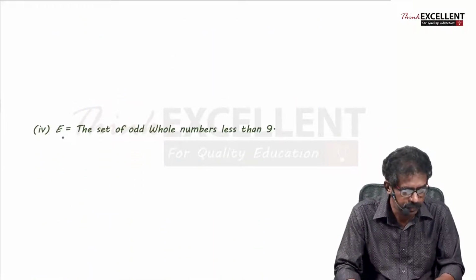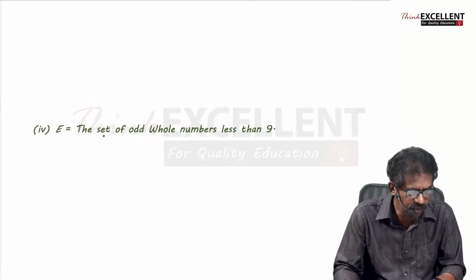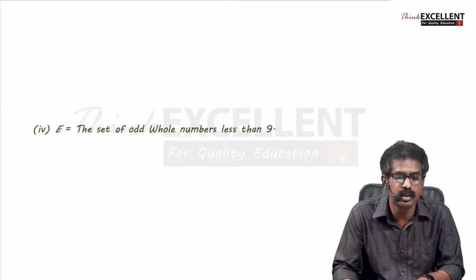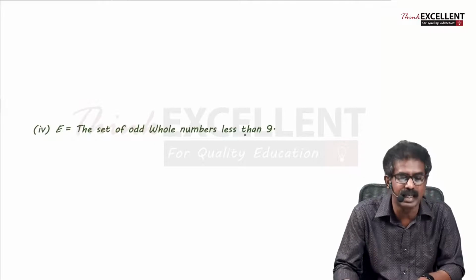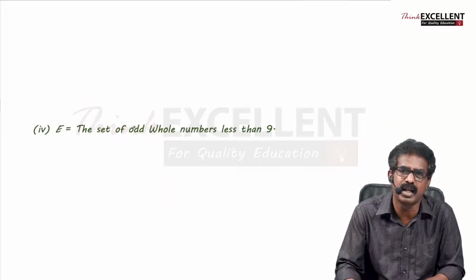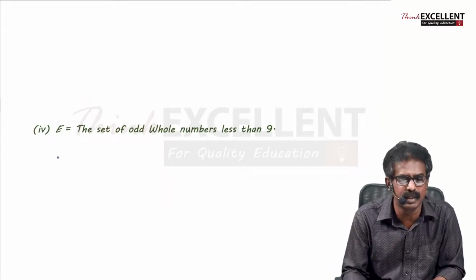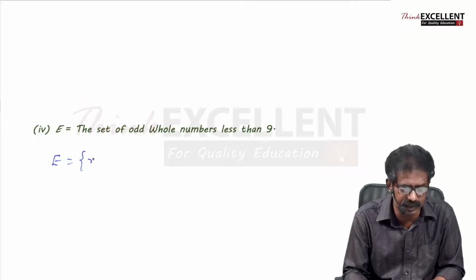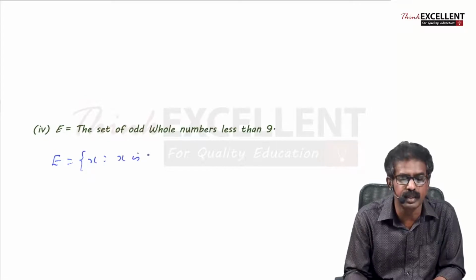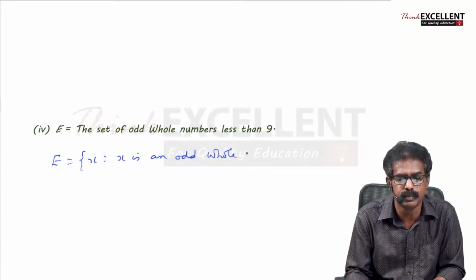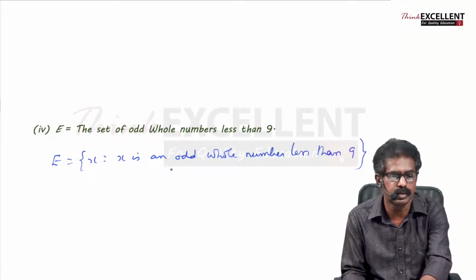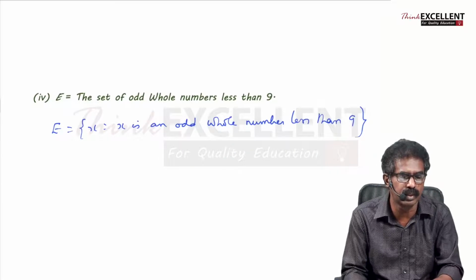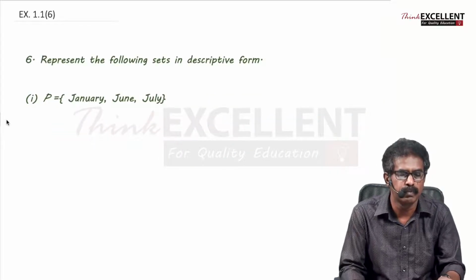See the next one. Fourth one. The set of odd whole numbers less than 9. It is given in descriptive form. They asked to write in what? Set builder form, very simple. So E equal to set of all x such that x is an odd whole number less than 9. Okay, so that's all for that one. Now let us go for the sixth one.